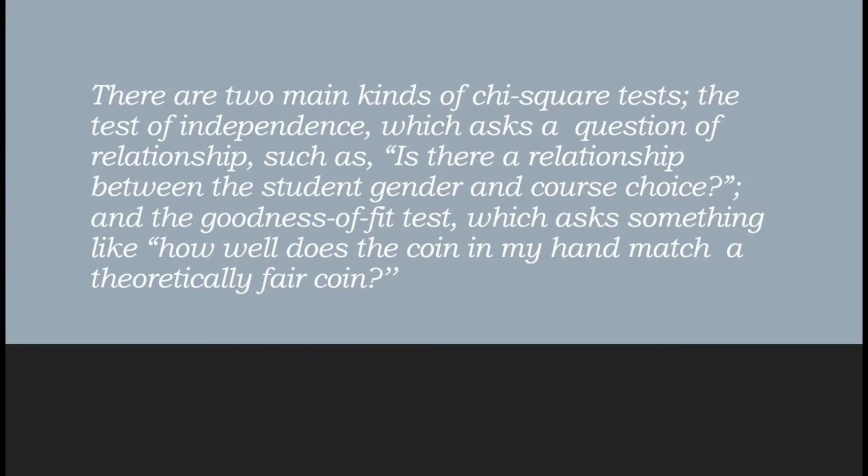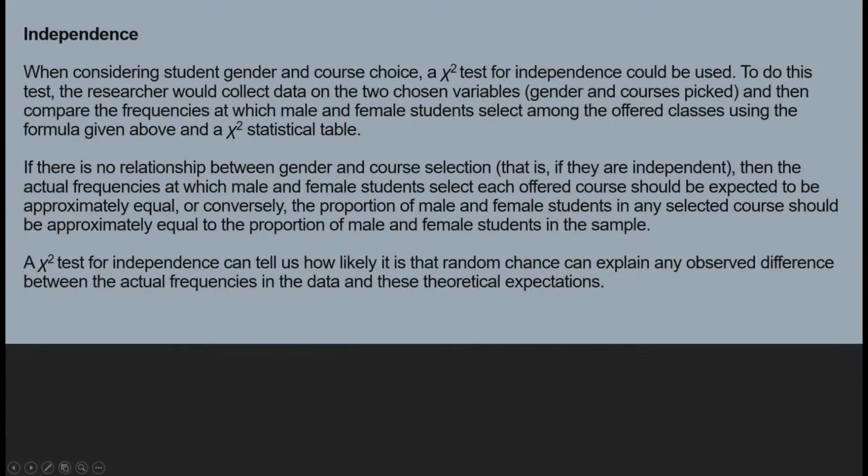There are two main kinds of chi-square tests. The test of independence, which asks a question of relationship, such as is there a relationship between student gender and course choice. And the second is the goodness of fit test, which asks something like how well does the coin in my hand match a theoretically fair coin. Now, I will discuss the test of independence.